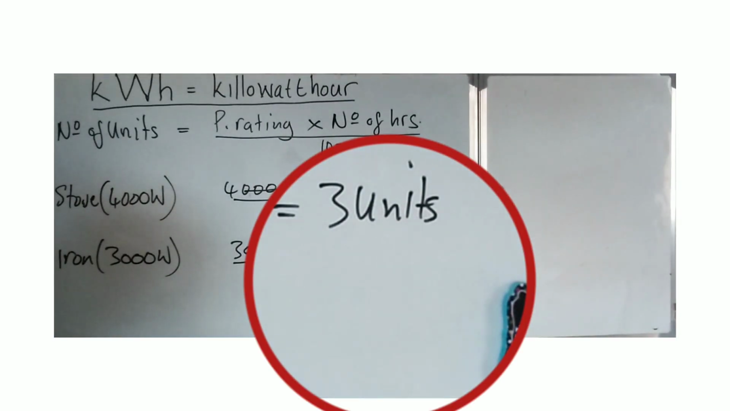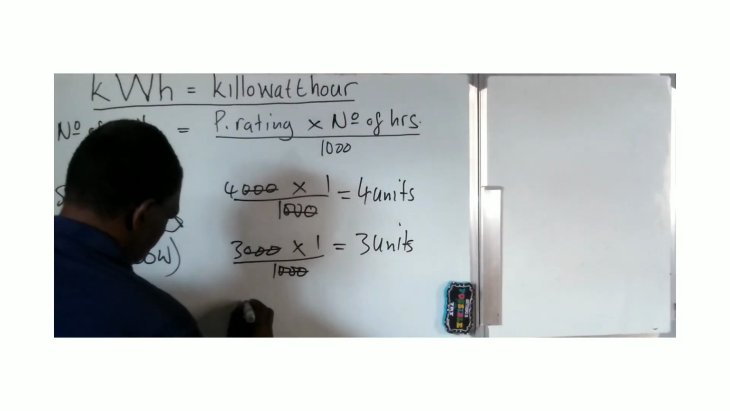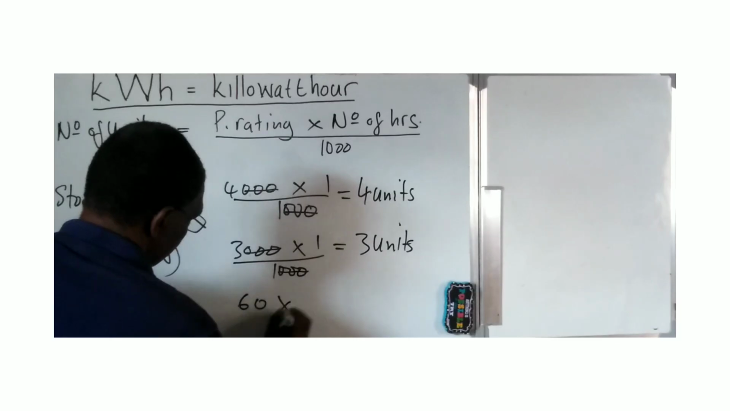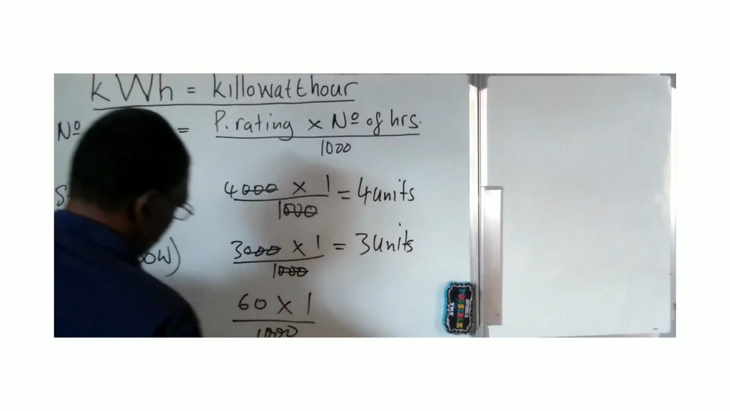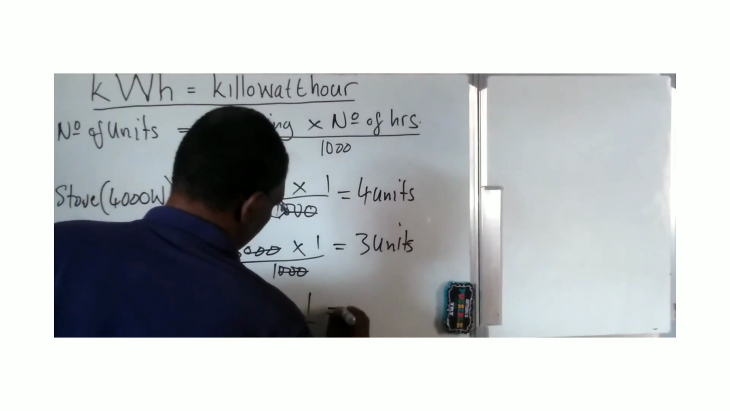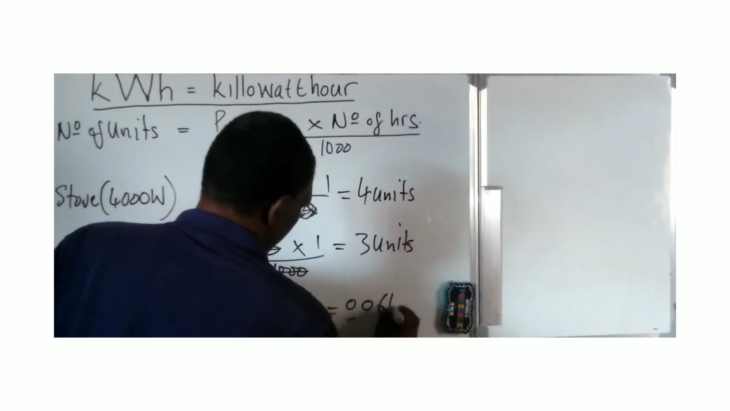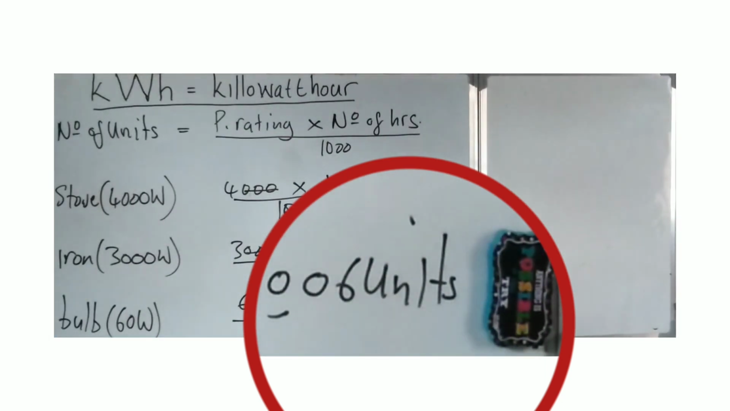Let's take a lighter one such as a bulb, an electric bulb. So bulb, a bulb will be about 60 watts, wouldn't it? So 60 watts. So we're going to switch it on for 1 hour. So our power rating is 60 times number of hours is 1 divided by 1,000. That gives us, this one goes, 6 over 100, which is 0.06 units. Not a lot of power consumption is going on there, is it?